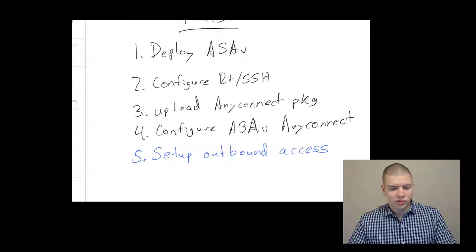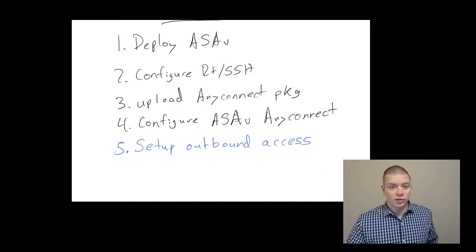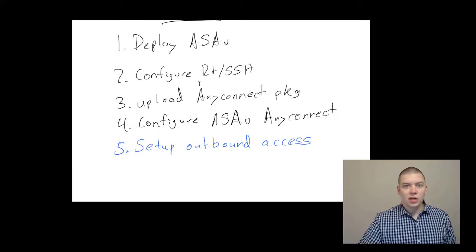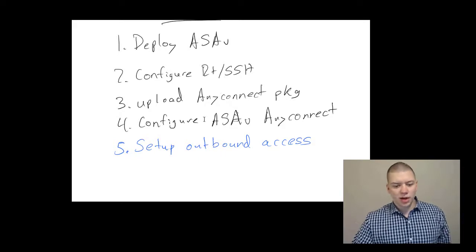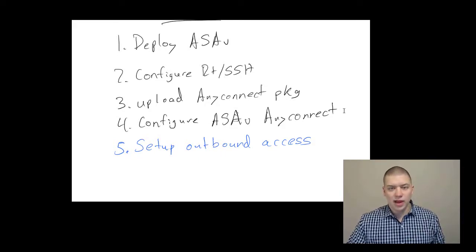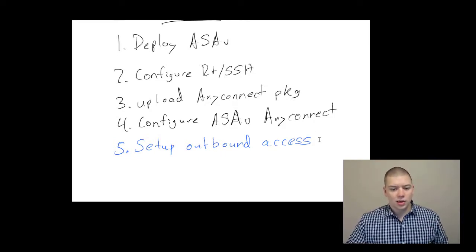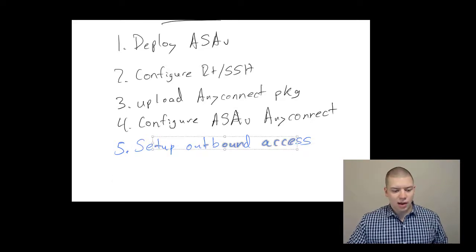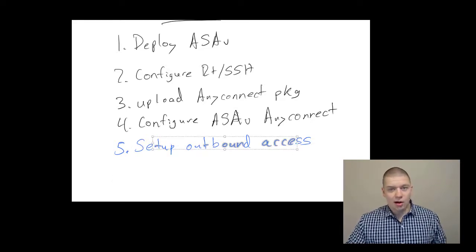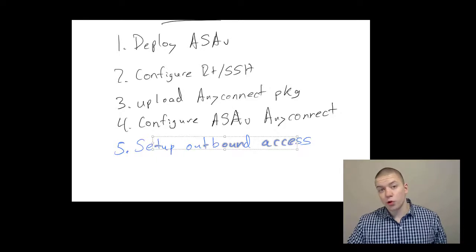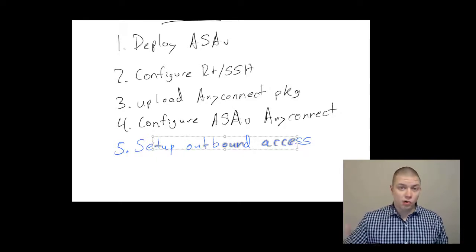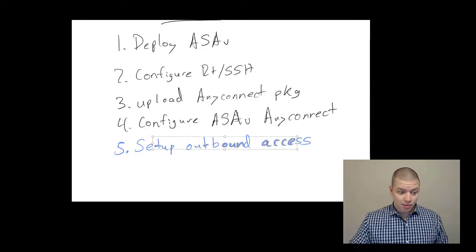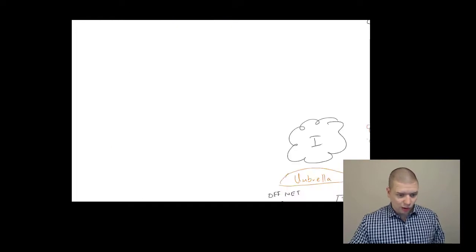So we've got through these steps. We deployed the ASAv, configured SSH, uploaded the AnyConnect package. We just configured the ASAv for AnyConnect. And the last thing we need to do is set up outbound access. Well, I've created a follow-up video for you on configuring port forwarding on MX, a Meraki firewall. But I'm just going to go ahead and talk through this here.